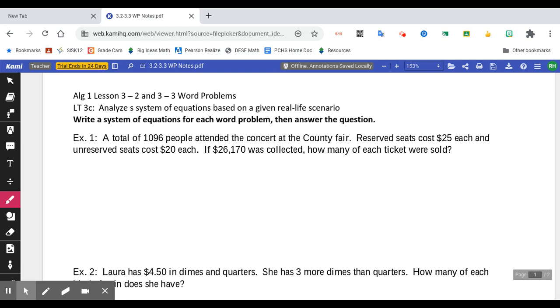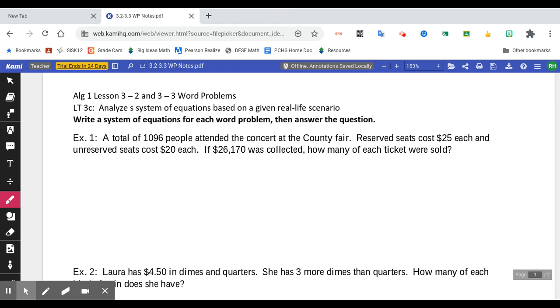Okay, so today we're going to talk about 3-2 and 3-3 word problems over substitution and elimination. We've been solving these with our notes a little bit, but now we're going to move a little bit deeper into it so you guys can actually get some practice. You are actually going to be writing the equations.